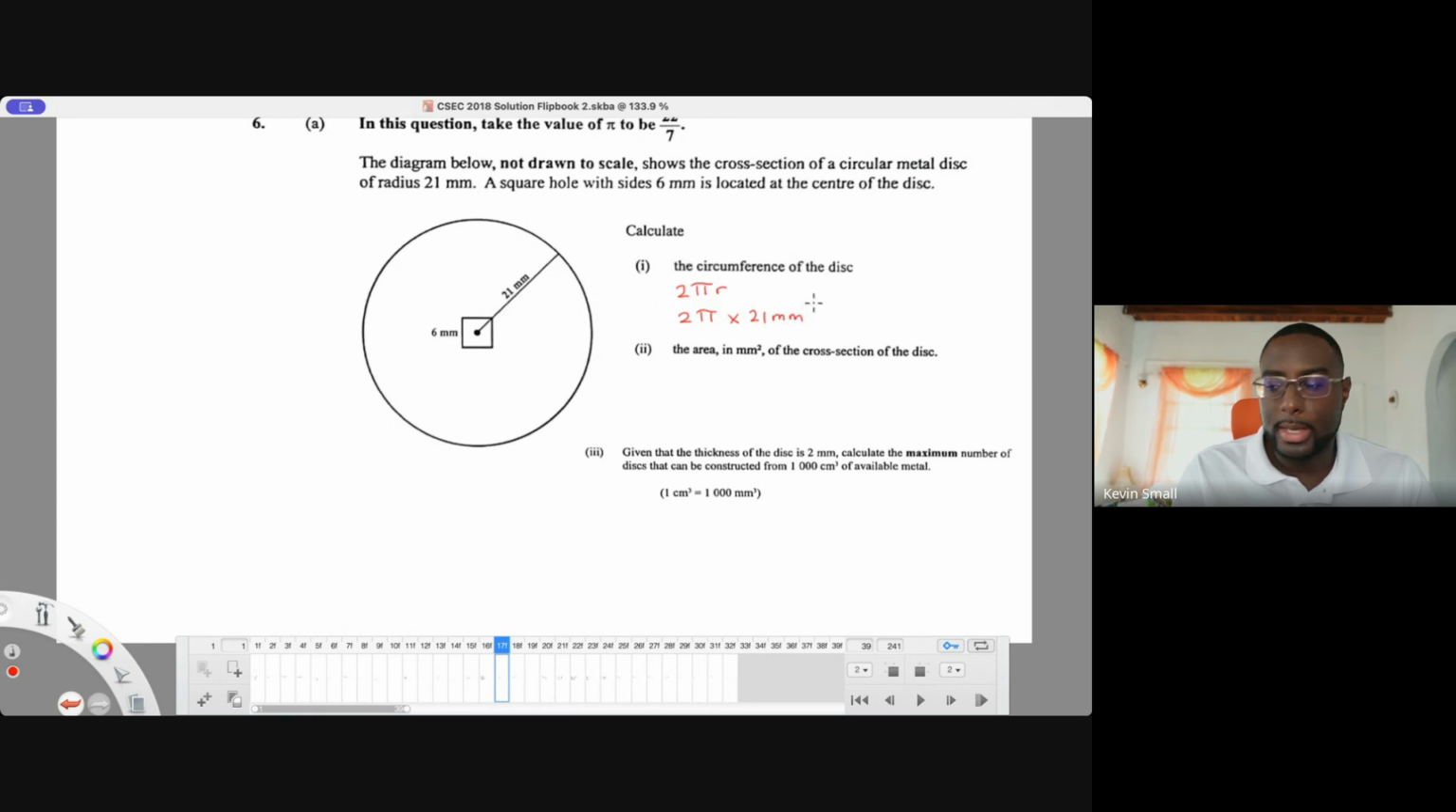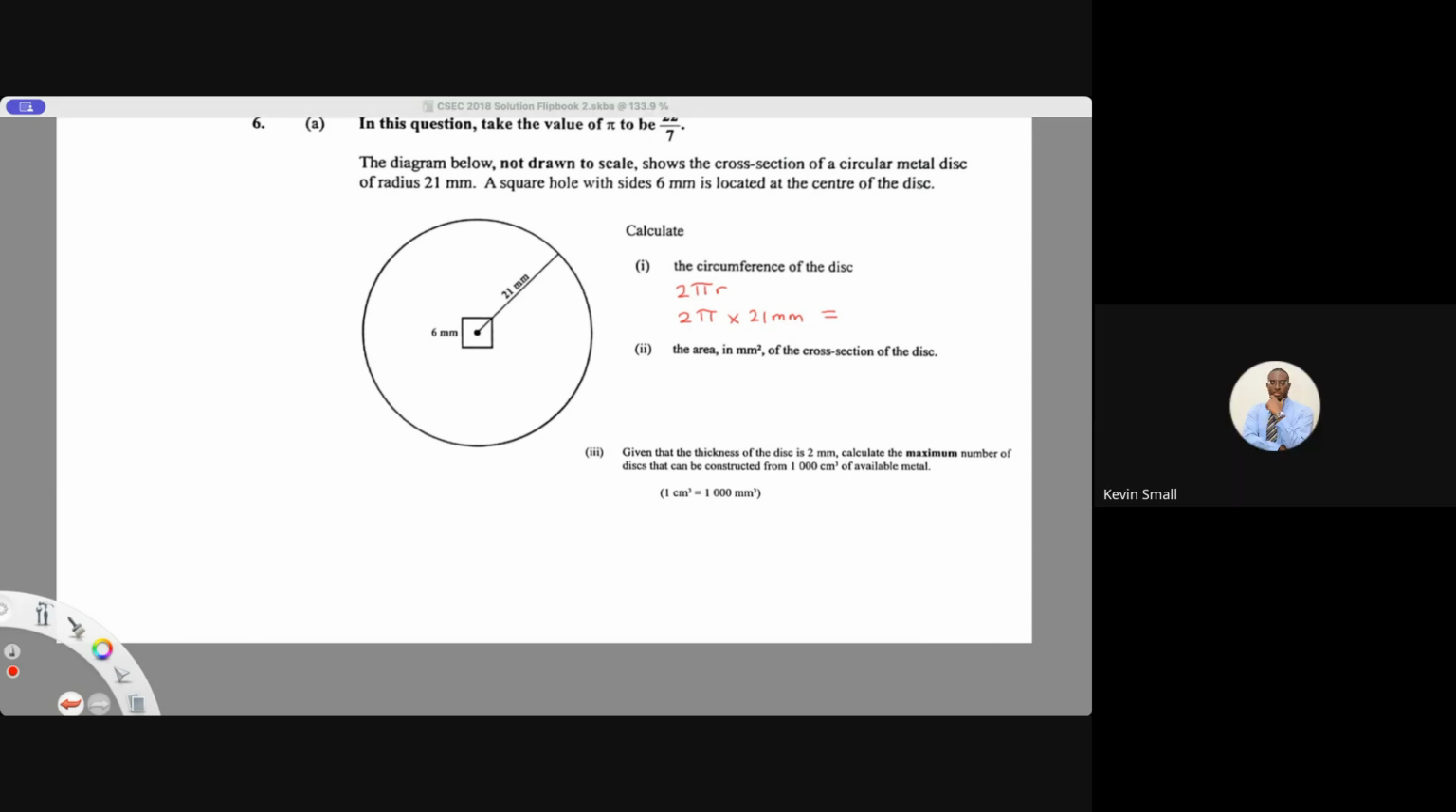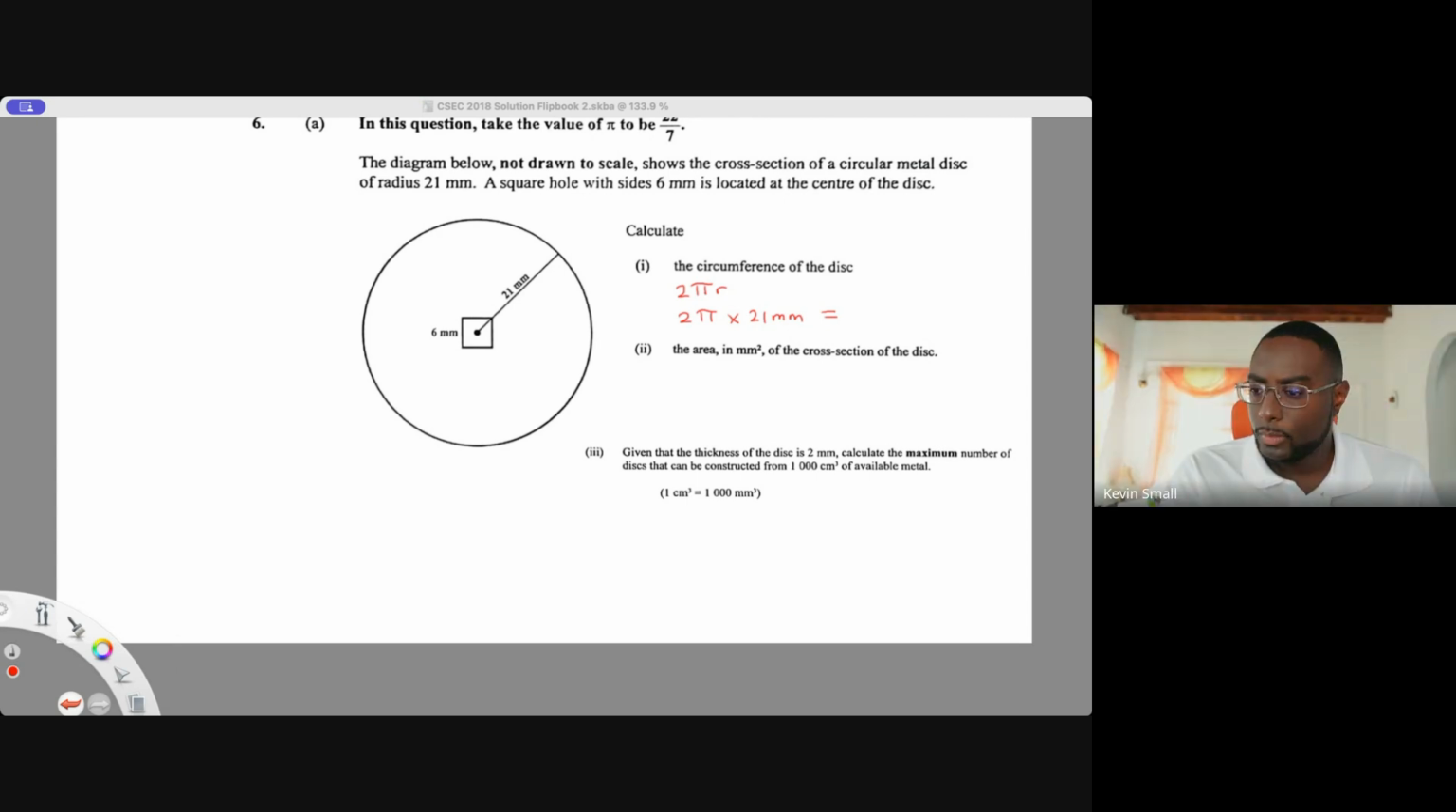And can someone give me the circumference of this circle? Okay, work it out for me. Tell me what you get in the chat, and we'll move on to part 2. All right, my exact answer is 131.95. If you round it up to 132, that is fine.